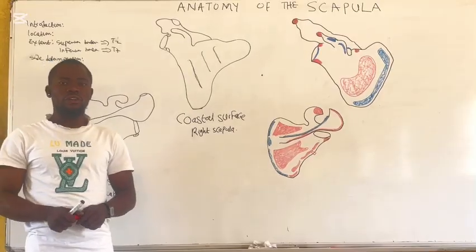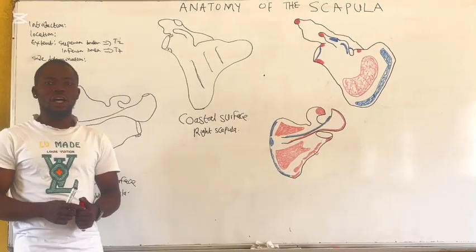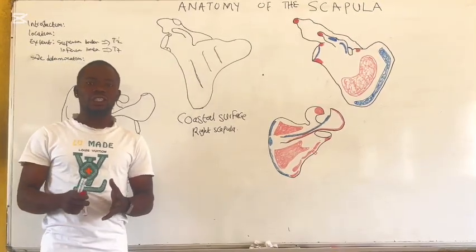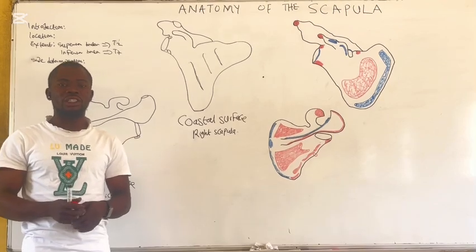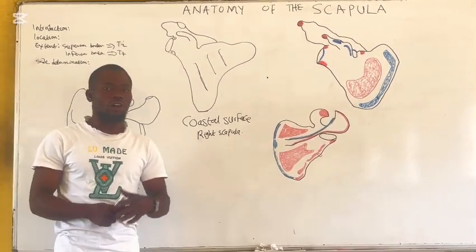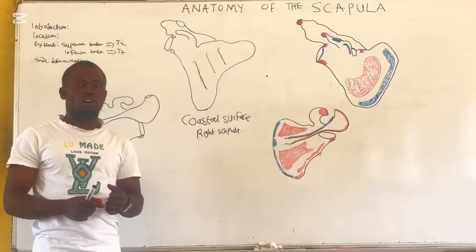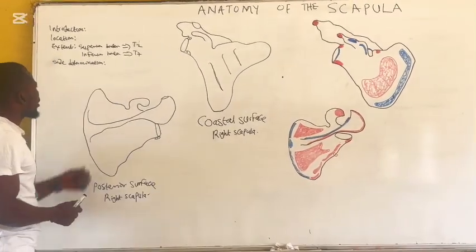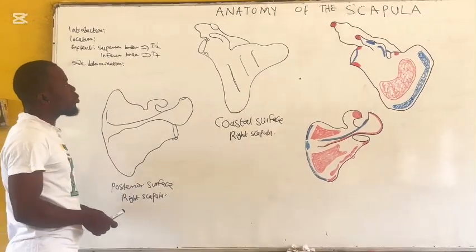Another feature again is that the lateral angle, that is the glenoid cavity, is usually enlarged and it faces laterally. Another feature again is that the costal surface of the scapula is concave. So those are the side determination features of the scapula.